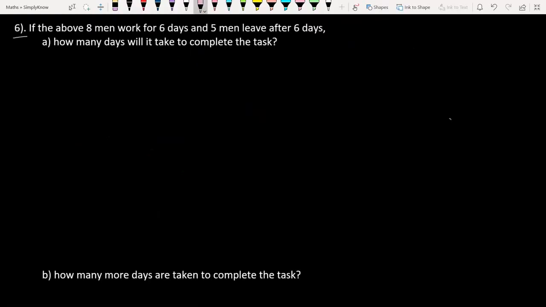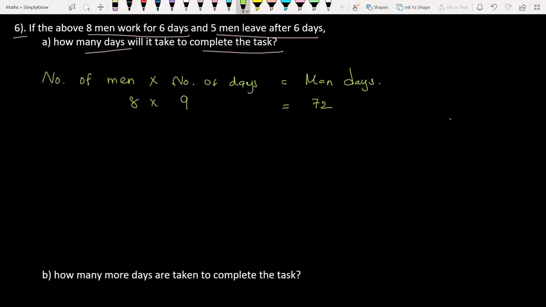This is the 6th question. If the above 8 men work for 6 days and 5 men leave after 6 days, how many days will it take to complete the task? Okay, let's find out. 8 men take 9 days to complete this task. Therefore, there are 72 man days.